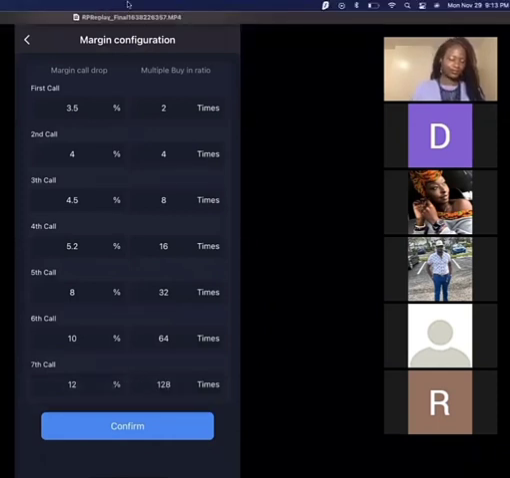The second call is at 4%, right? So this is me telling the robot that listen, when the price comes down again, after that 3.5%, if the price goes down an additional 4% for a total of 7.5% decrease in the price of this one coin, buy it some more for me.